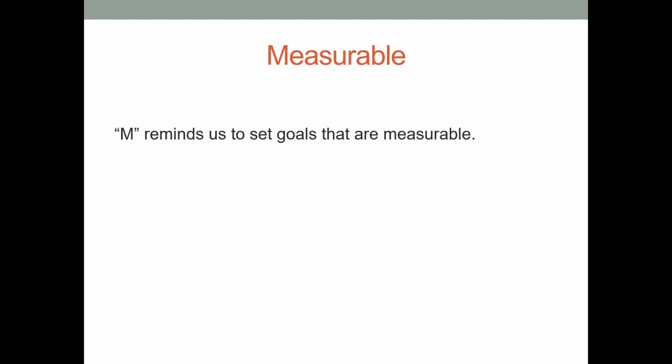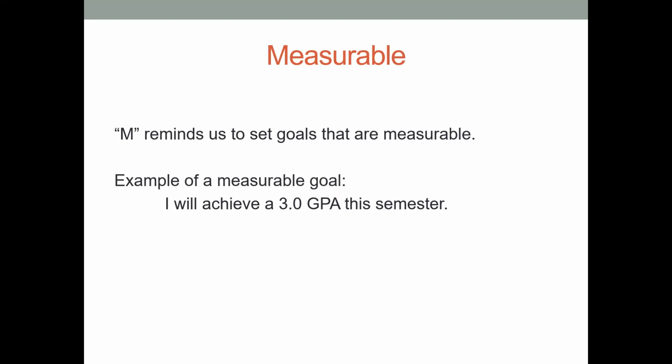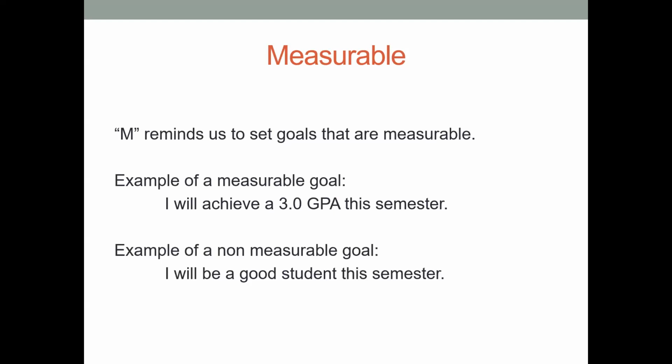M reminds us to set goals that are measurable. An example of a measurable goal is I will achieve a 3.0 GPA this semester. An example of a non-measurable goal is I will be a good student this semester. If your goal is specific, it is also likely measurable. You will know if you have achieved it. Like a specific goal, a measurable goal will help you to direct your actions.